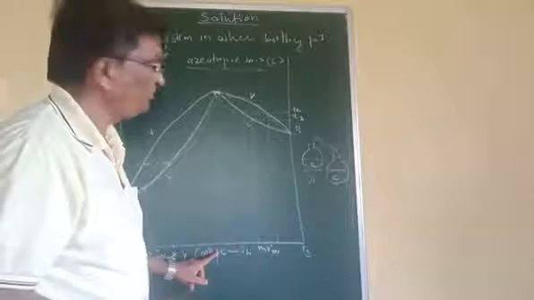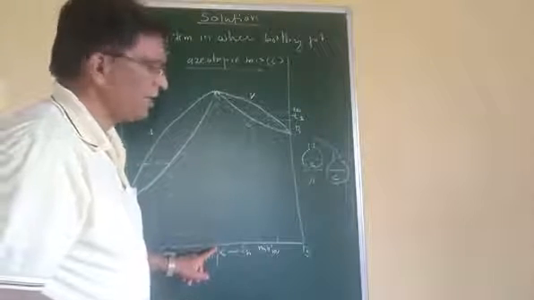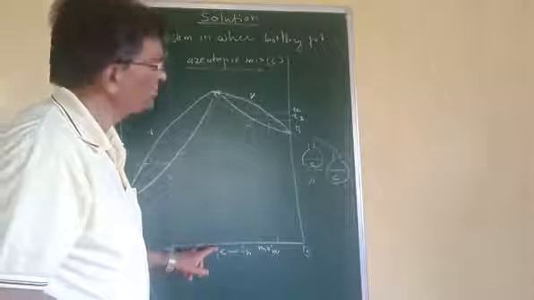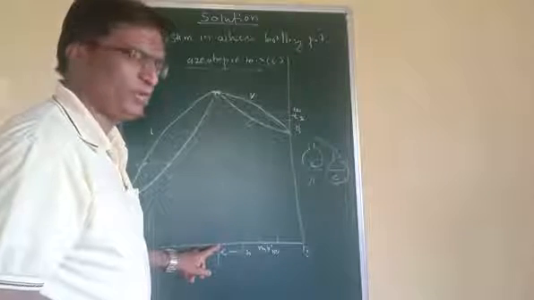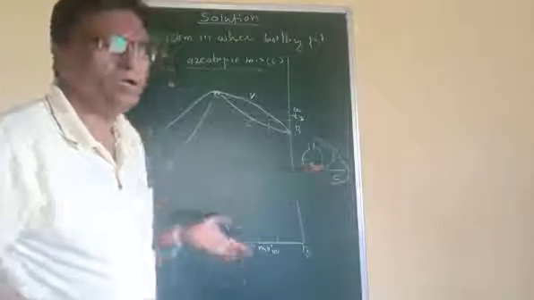The same feature applies: if we distill this azeotropic mixture, then it will distill over completely without change in composition. That means whatever is in the distillation flask will entirely be in the condensate.